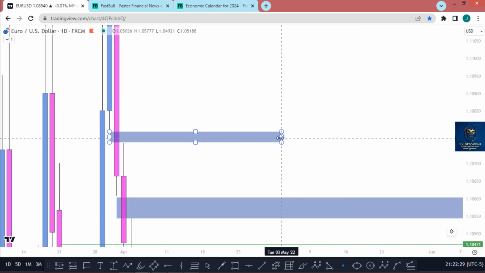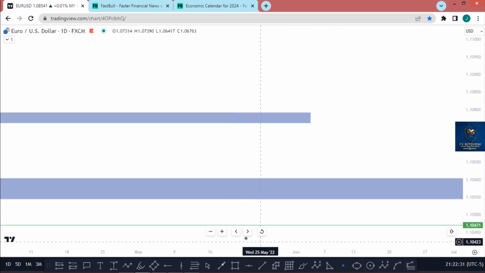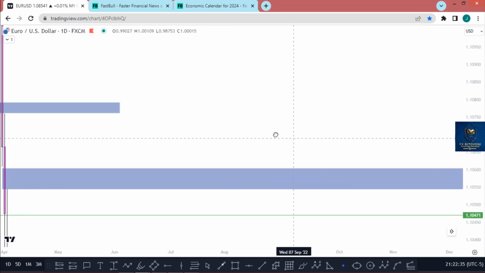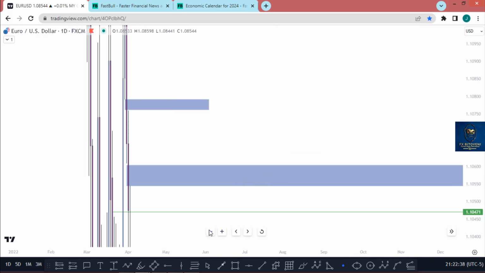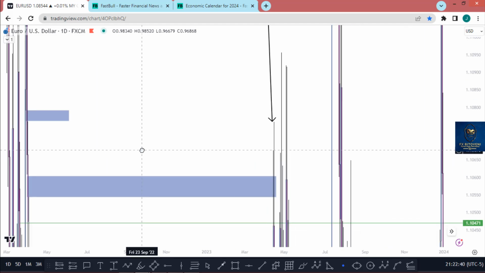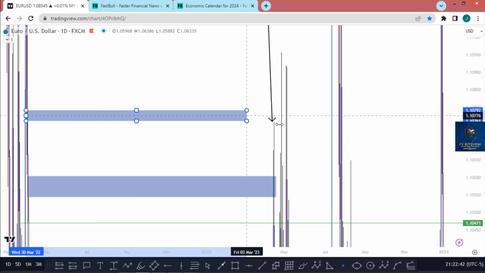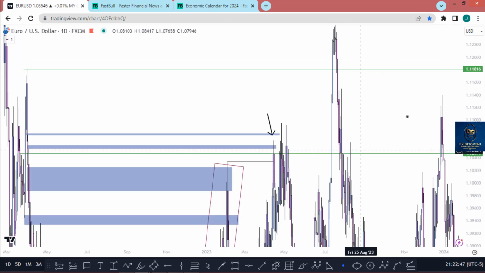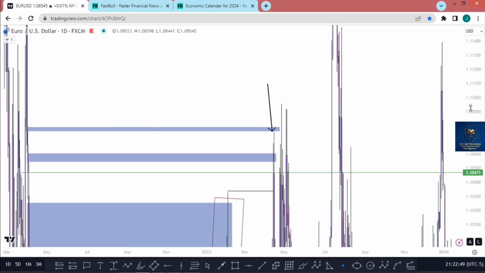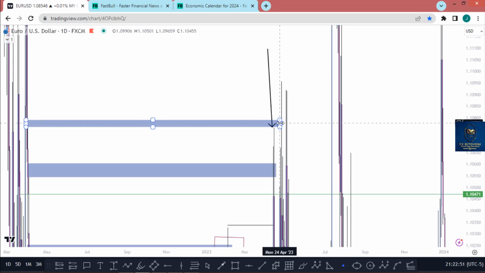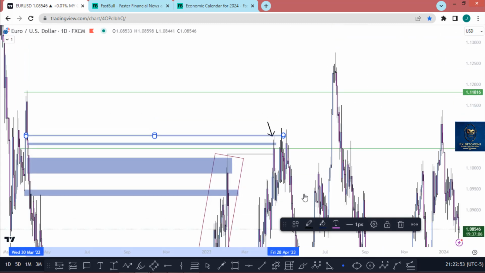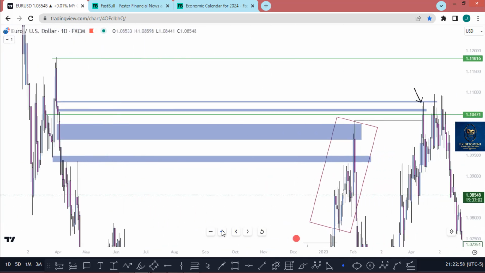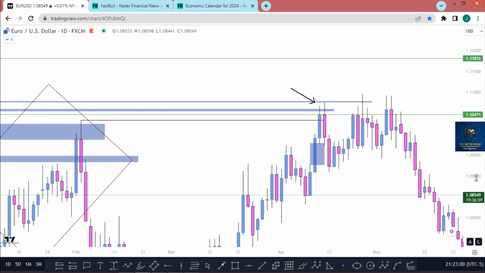So I can extend it now, and then I will be waiting for what? I'll be waiting for a reaction in this area. So what do you mean by a reaction? A reaction is simply a rejection. So you have to understand a rejection, guys.